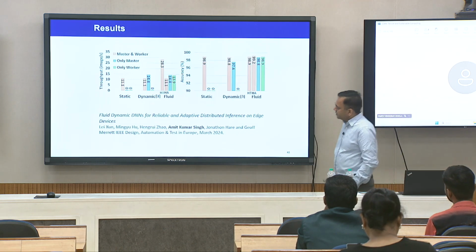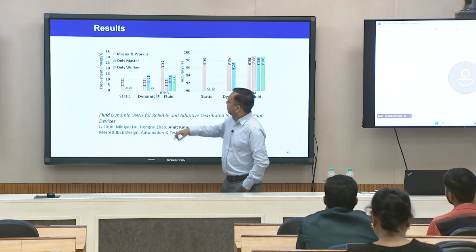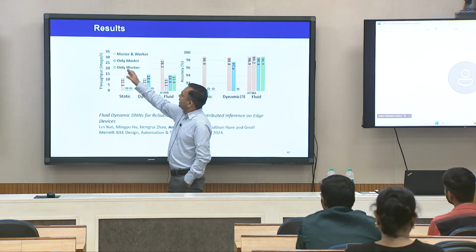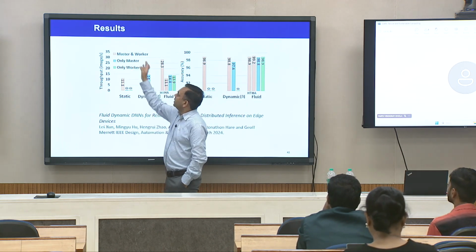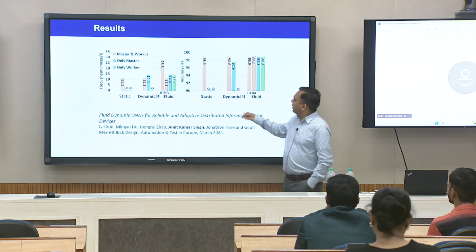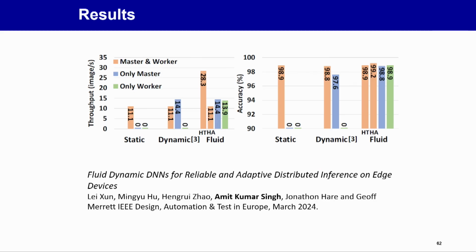And these are some results of throughput and accuracy for these 3 approaches. These are a couple of combinations, like only the worker is working, or only the master is working, or both master and worker are working. Here we have, for the fluid, 2 bars: one is for high throughput, another is for high availability. So just to test 2 different situations.